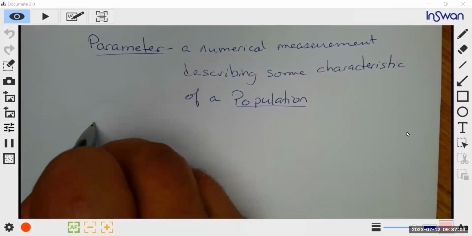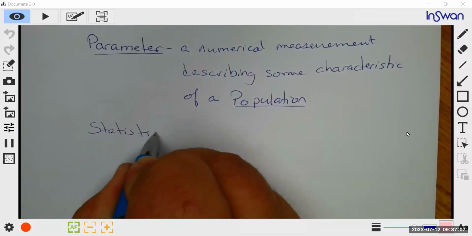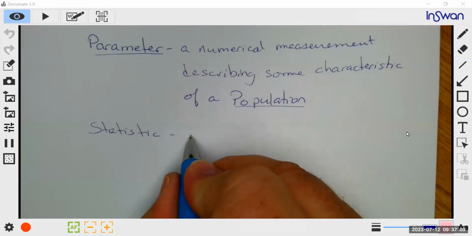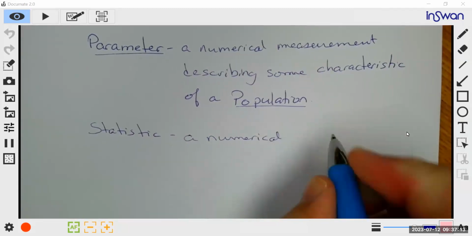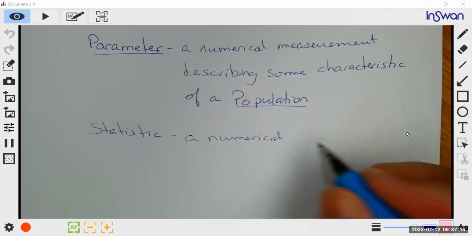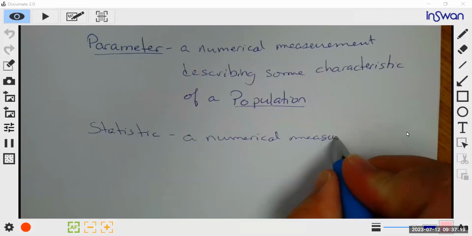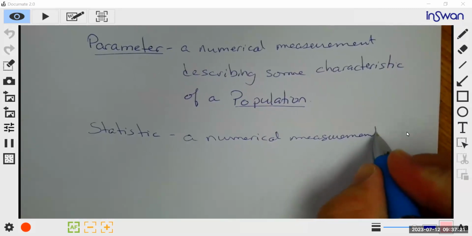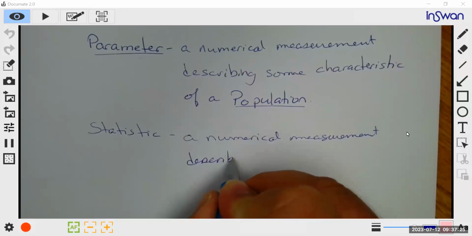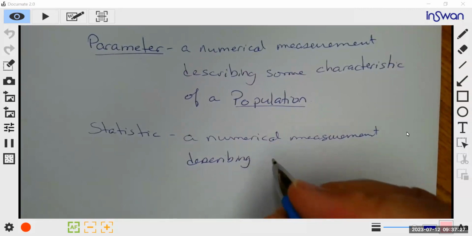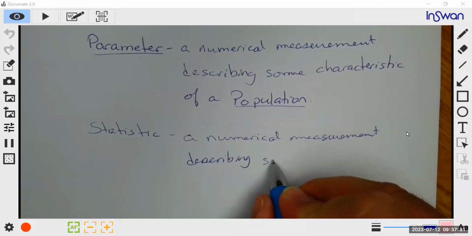And a statistic is a numerical measurement, it's also a measurement, describing some characteristic of the sample.